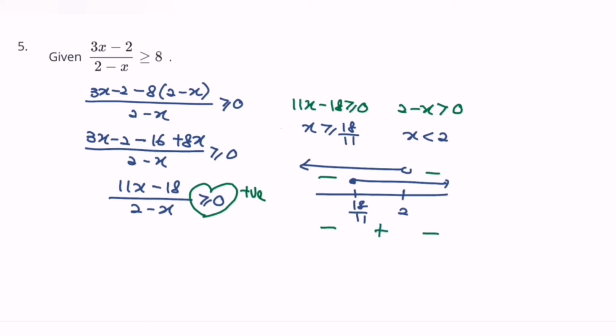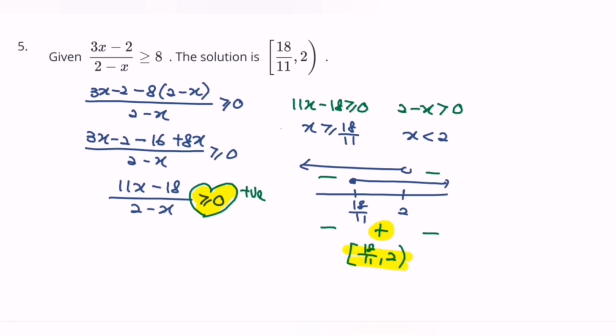Next, refer to the sign. We wish to have the positive region. So here will be the answer. So the answer would be from 18 over 11 until 2, where 2 is not included. Then, kindly refer to the question. The question mentioned that given the situation, which is the inequality, the solution is from 18 over 11 until 2, where 2 is not included. And if it refers to the answer, it is the same.